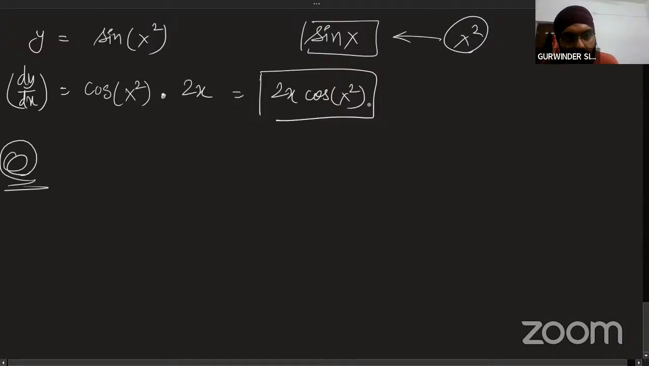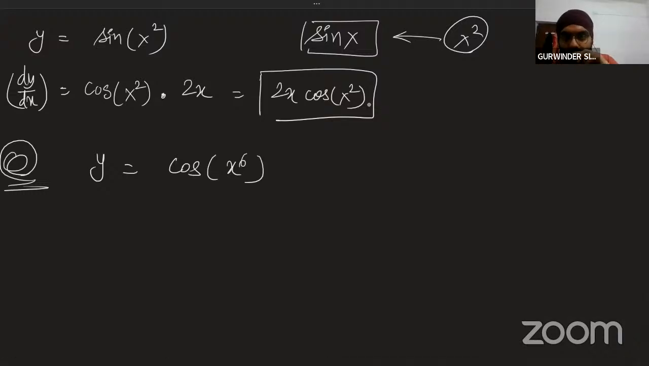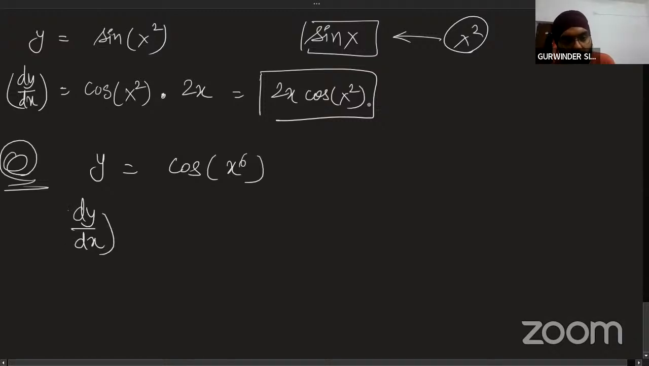Okay, so we'll do one more problem on it. Y is equal to cos of x raised to 6. How will you do that? See, again same thing.